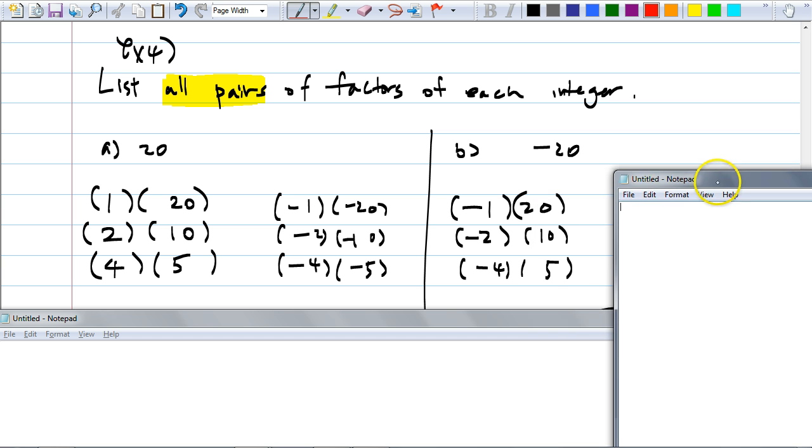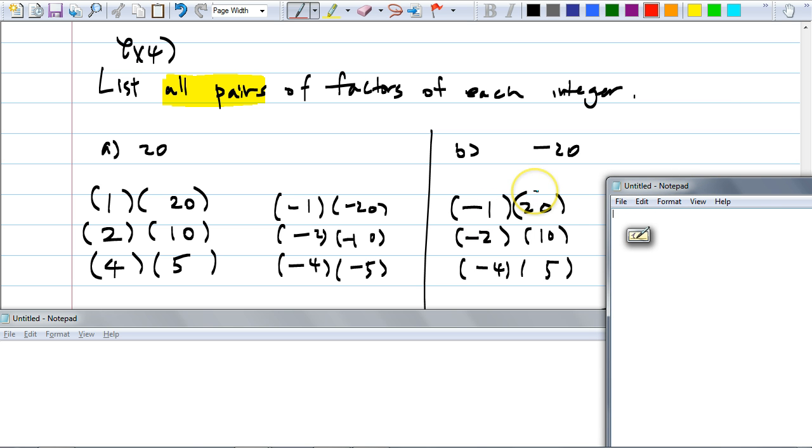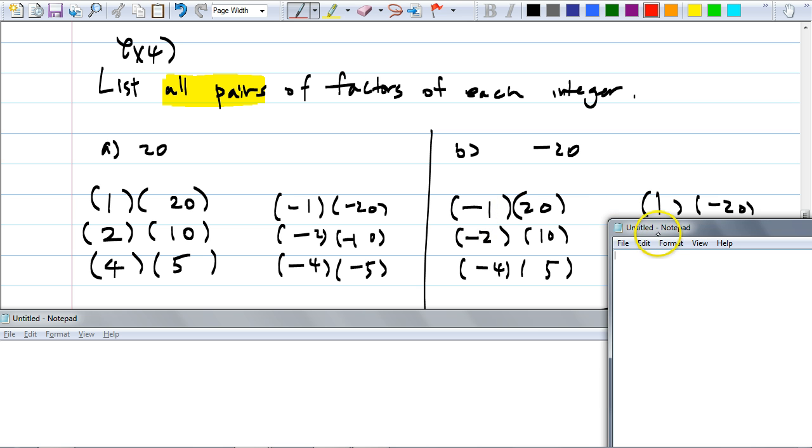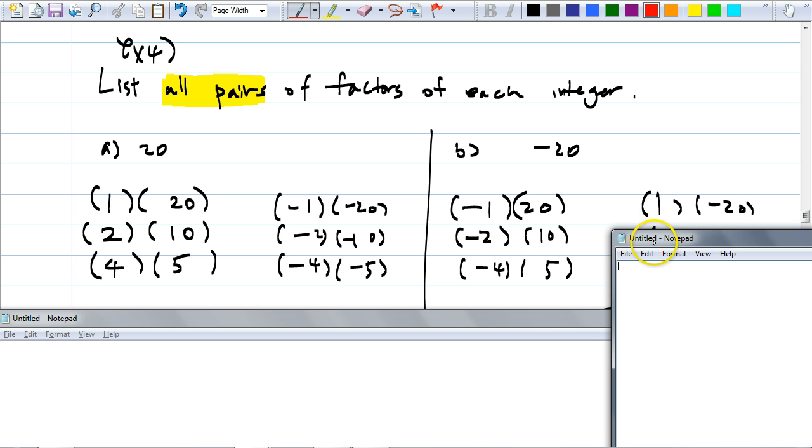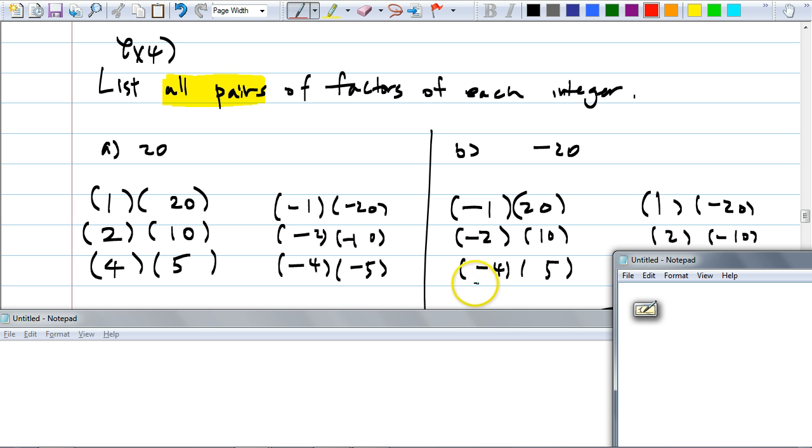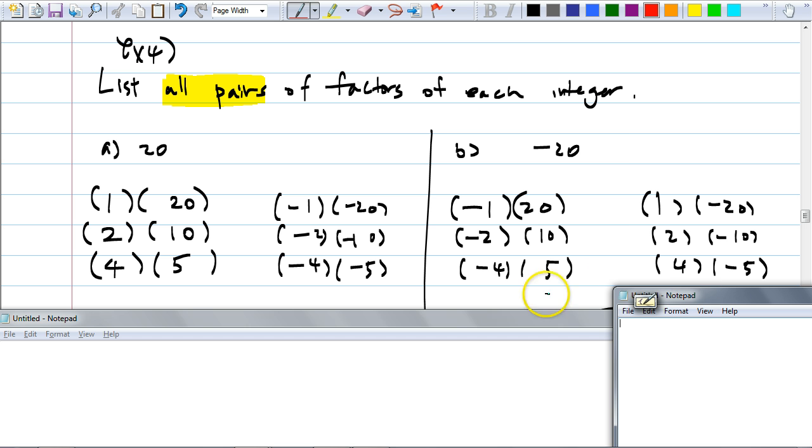There should be 6 pairs. So look, you could have -1 and positive 20. Remember, only one of them has to be negative. If you could have -1 and 20, you could also have 1 and -20. If you could have -2 and 10, what could you have? 2 and -10. If you could have -4 and 5, what could you have? 4 and -5. Do you see how you get 6 pairs again? Any questions? Does this make sense? Okay, are we good? Can you do something like this for your homework? All right, good.